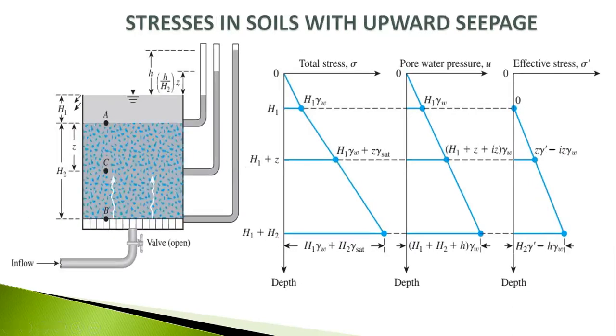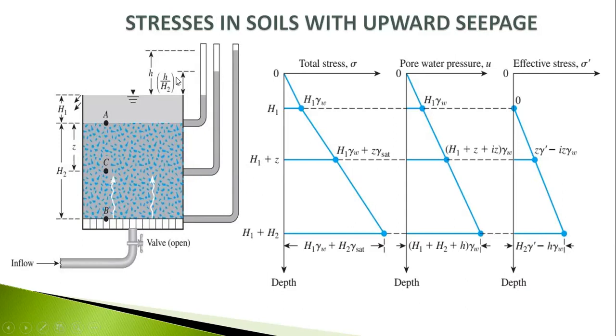Now for upward seepage, that means the valve is open, and the water is coming from downward to upward. The seepage is coming from downward to upward. The water is percolating from downward to upward. So how much effective stress will we find? See, for A portion, the height is the same. For C portion, as the water is coming from downward, the water table will also rise, and that means the head will also rise.